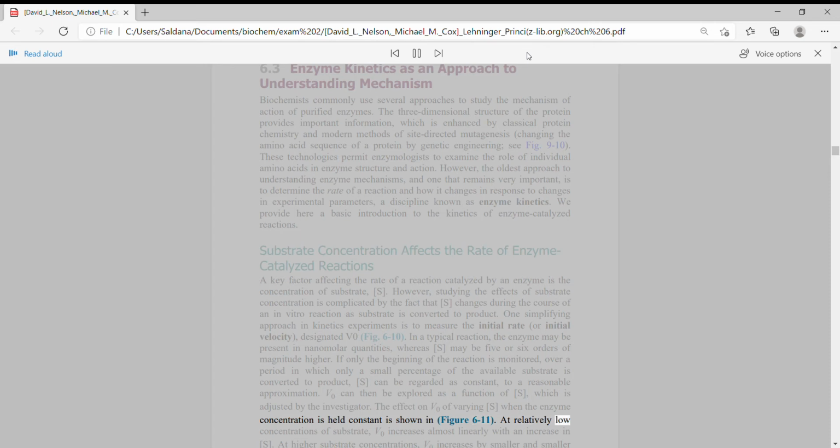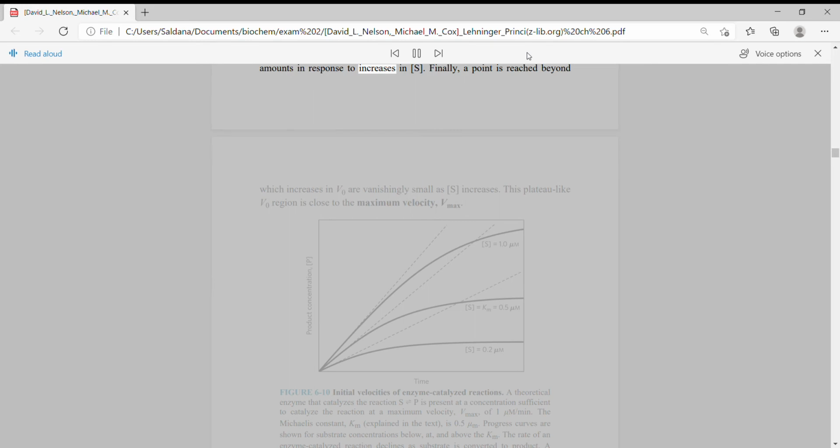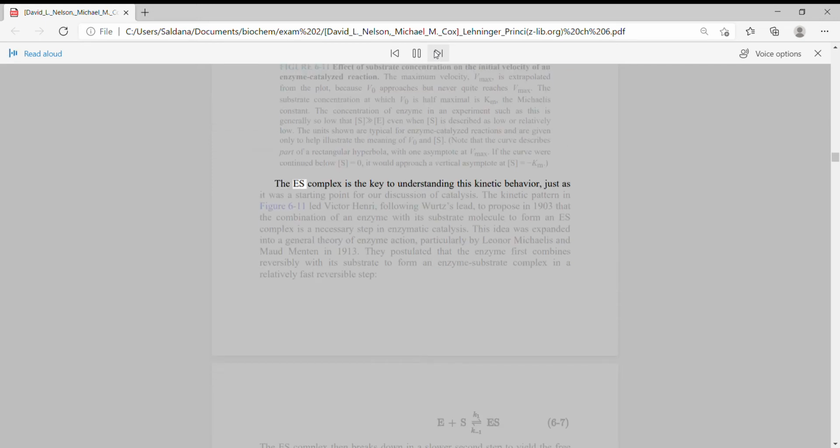At relatively low concentrations of substrate, V0 increases almost linearly with an increase in S. At higher substrate concentrations, V0 increases by smaller and smaller amounts in response to increases in S. Finally, a point is reached beyond which increases in V0 are vanishingly small as S increases. This plateau-like V0 region is close to the maximum velocity, Vmax. The ES complex is the key to understanding this kinetic behavior, just as it was a starting point for our discussion of catalysis.